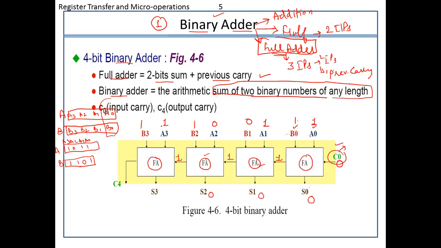So for these last two, I am having three ones: 1 plus 1 is 0, 0 plus 1 is 1, and 1 as a carry, which is nothing but the output carry. So this is how this entire binary adder will work. This Cout is also called the output carry. So this is a very simple architecture design of, you could say, the binary adder.